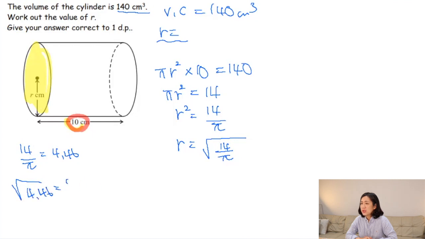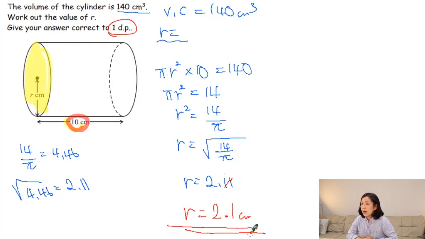It's 4.46, and now root 4.46 will be 2.11. So r is 2.11, but make sure your answer says you need to round to the nearest 1 decimal point. So now you need to check your 2nd decimal point, that's 1, so round down. Your final answer will be 2.1, and that is centimeter.